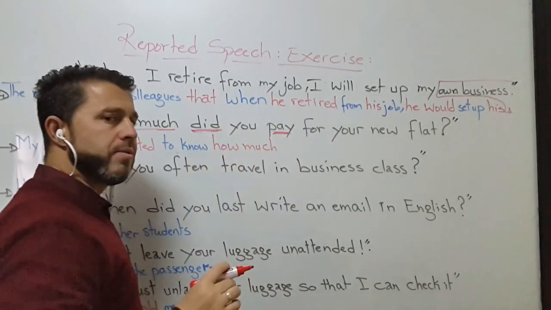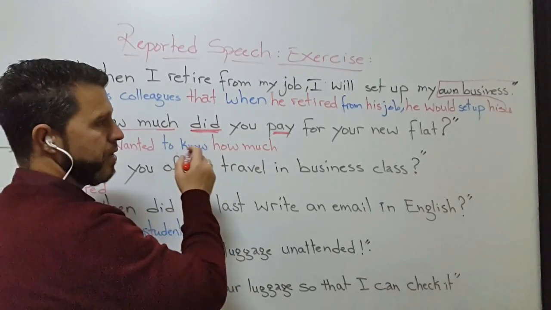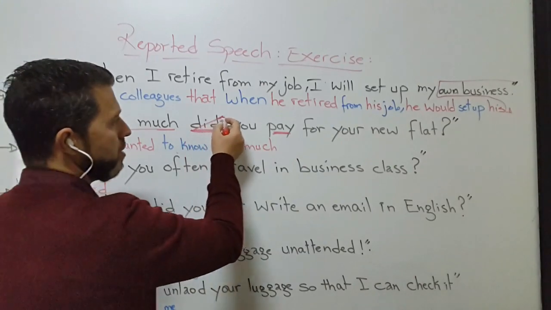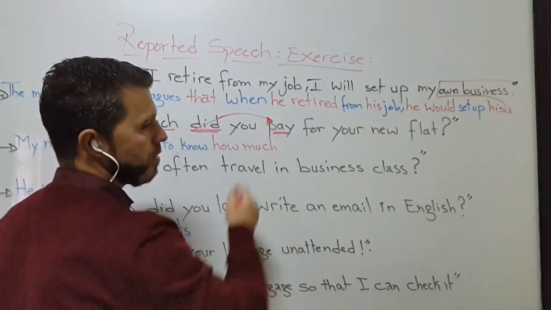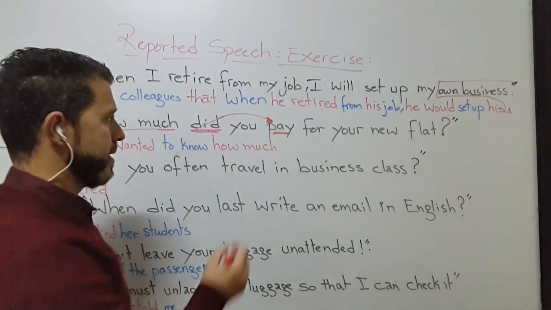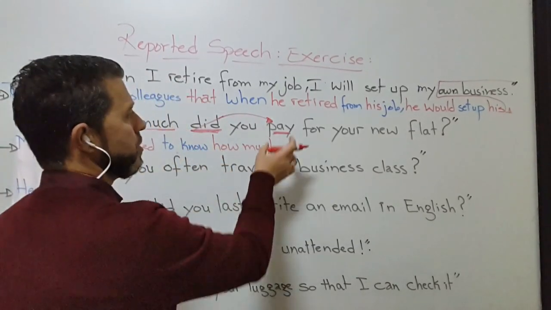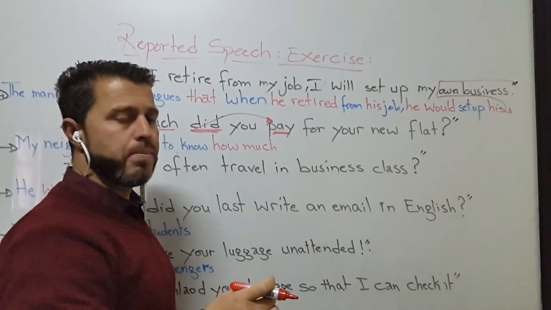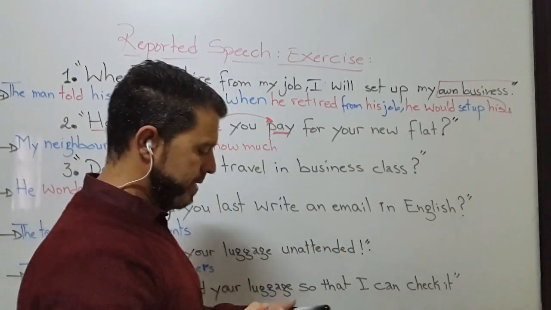So if you still remember, what did we say about the auxiliary, the helping verb? The auxiliary is removed, and its tense is transferred to the verb pay. So did is in the simple past. If you still remember, simple past changes to what? To past perfect. So pay, when we change it here, should be in the past perfect.